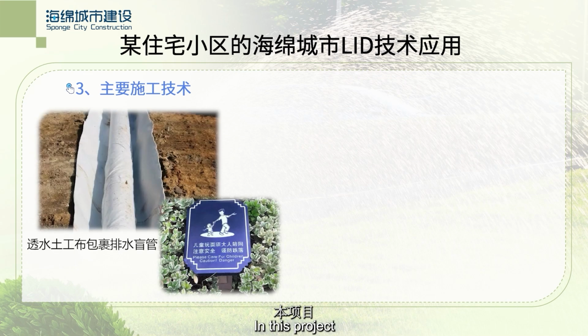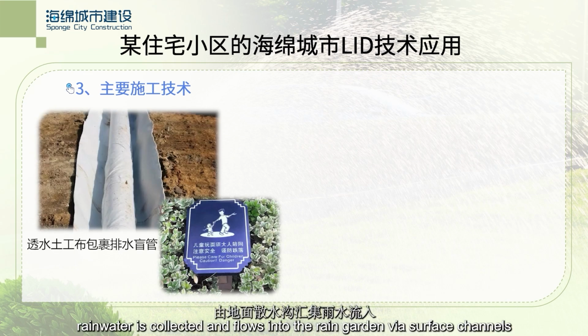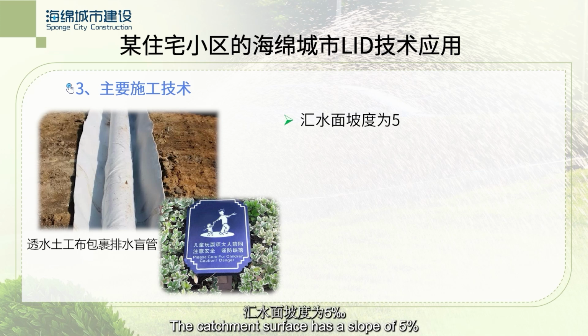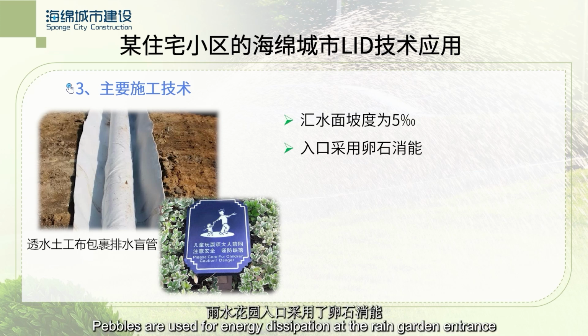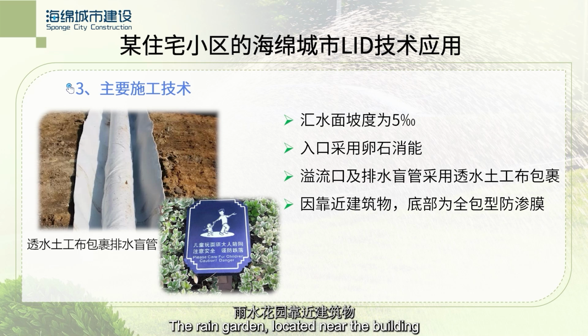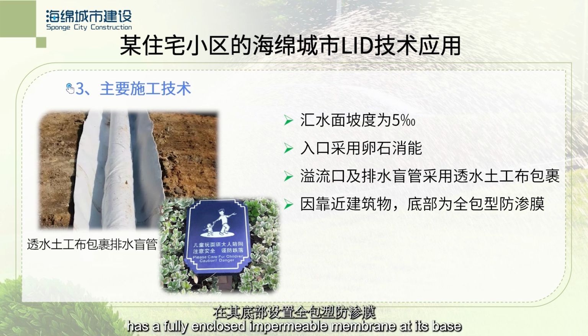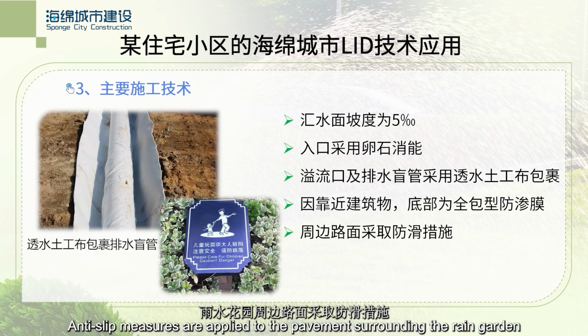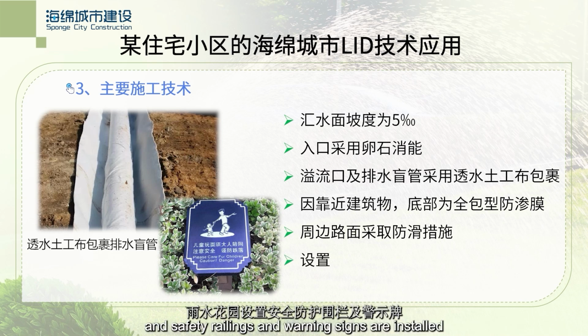In this project, rainwater is collected and flows into the rain garden via the surface channels. The catchment surface has a slope of 5%. Pebbles are used for energy dissipation at the rain garden entrance. The overflow inlet and drainage blind pipe are wrapped with permeable geotextile. The rain garden, located near the building, has a fully enclosed impermeable membrane at its base. Anti-slip measures are applied to the pavement surrounding the rain garden, and safety railings and warning signs are installed.